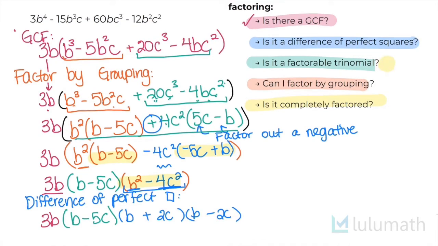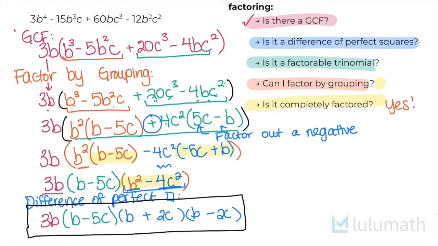So now let's see, are there any factorable trinomials? Well, my first factor is not a trinomial, neither is my second factor, neither is my third factor, neither is my fourth factor, so no, it is not a factorable trinomial. Lastly, can I factor by grouping? And none of my factors here has a minimum of 4 terms, therefore I cannot factor by grouping. So since the answer to all of my questions for each one of my factors is no, then I can for sure say yes, my answer is completely factored, and this is my final answer right here.